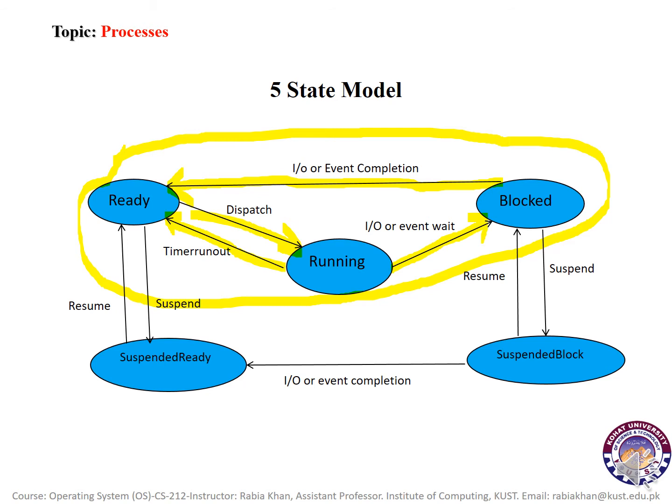Now we are adding another state, which is the suspension state. Here you can see suspended ready and suspended block state. Suspension is one state, so we have split it into two separate states, suspended ready and suspended block. Now what is suspension? Suspension means a process is temporarily blocked or temporarily taken out of the system.